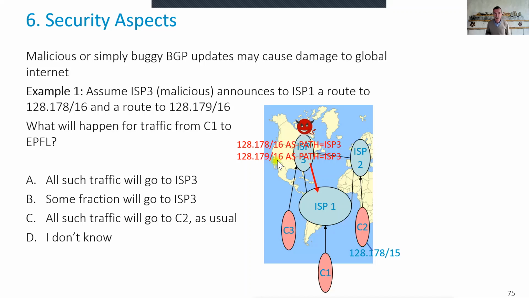So one attack against the internet is to inject bogus routes. Assume this guy here doesn't like EPFL and injects to ISP1 a route to two sub-prefixes of EPFL. EPFL is this prefix, 128.178/15, which is made of two sub-prefixes, if we want, 128.178/16 and 128.179/16. Of course, this guy is not allowed to do that. EPFL is here, so only Switch is allowed to inject that to neighbors. But this guy does it. It says EPFL is here. It's my customer and it's connected to me. What will happen if C1 here has some traffic to send to EPFL? What do you think will happen?